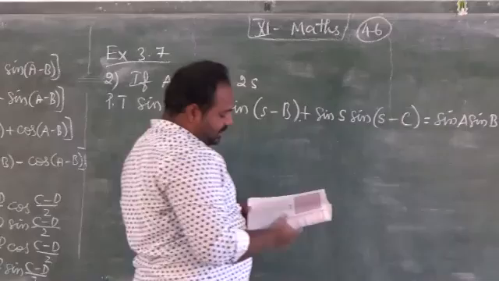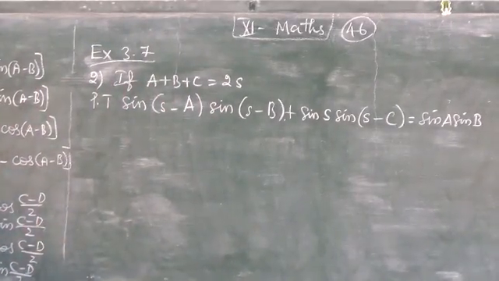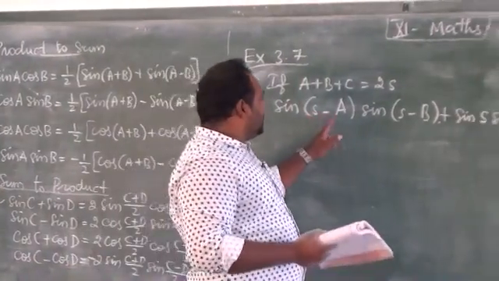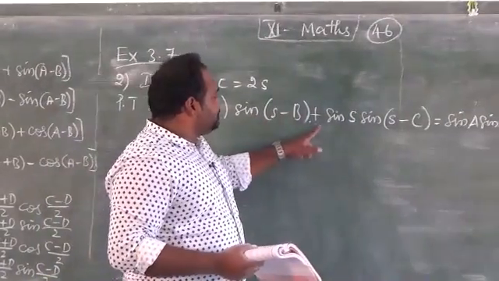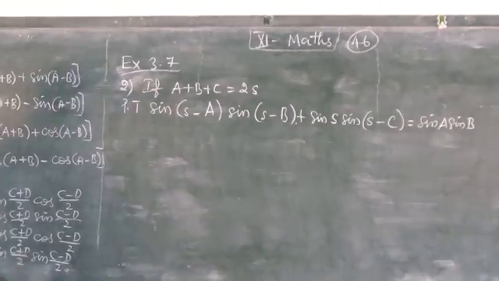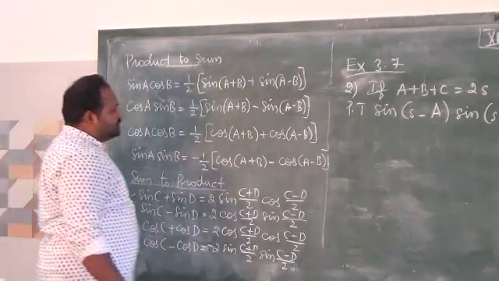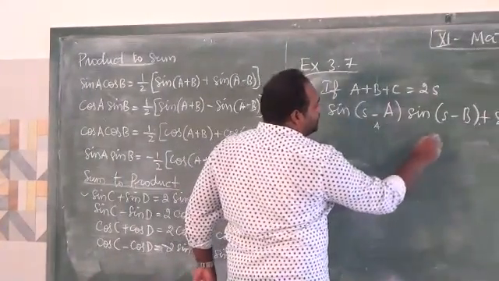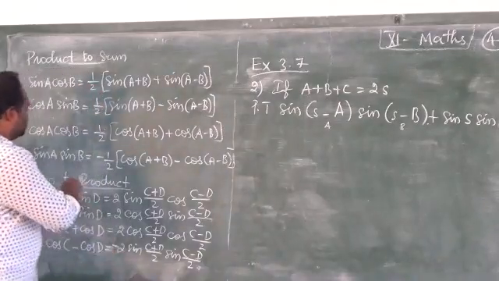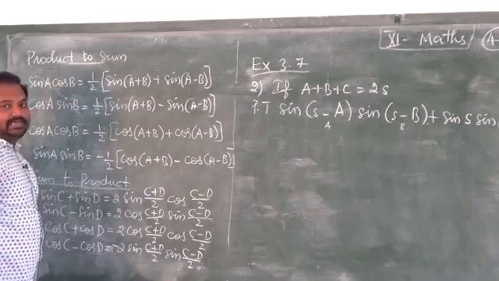So here I am going to use the product to sum formula directly. If I look at that, we have two terms: sin(s − a) sin(s − b) plus sin s sin(s − c). In the first term, it looks like the sin A sin B format. Here, consider this whole bracket as A and this bracket as B. I am going to apply this identity, sin A sin B, which is minus 1 by 2 into [cos(A + B) − cos(A − B)].